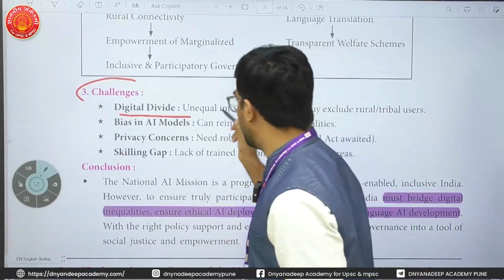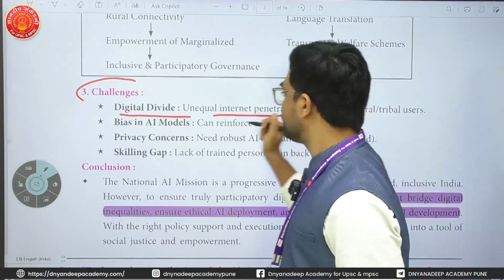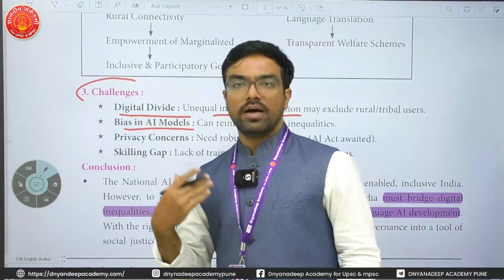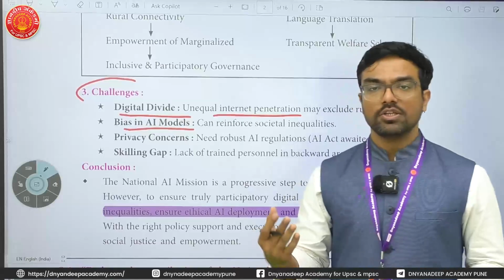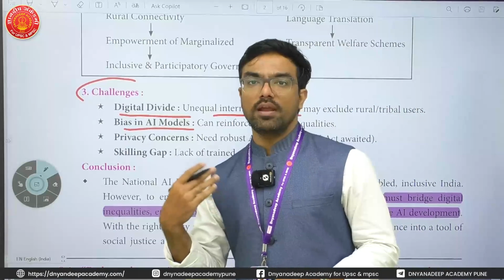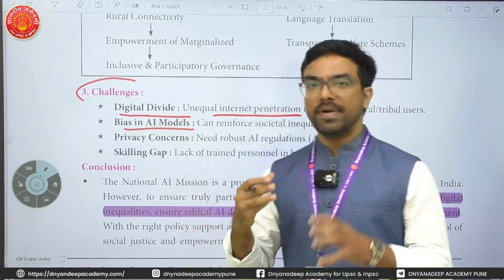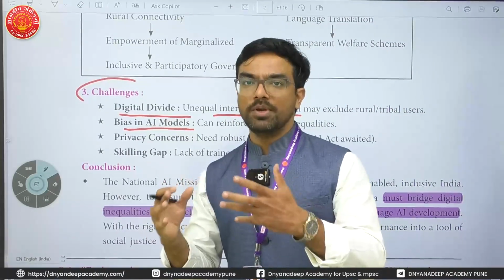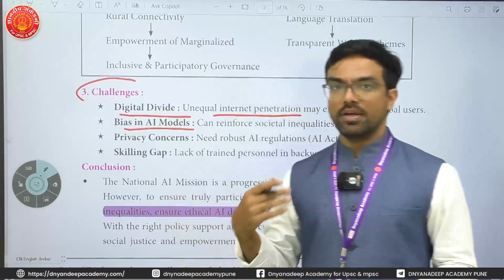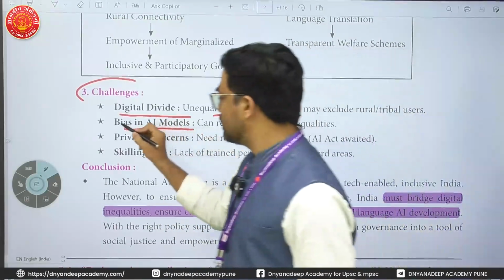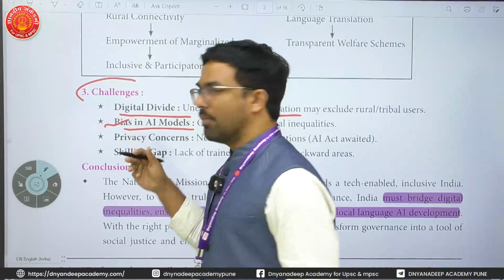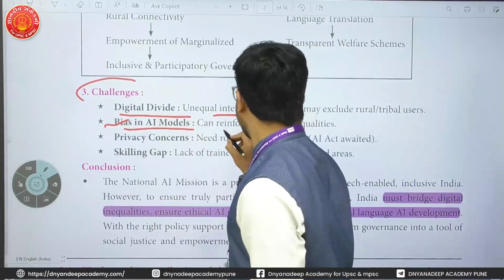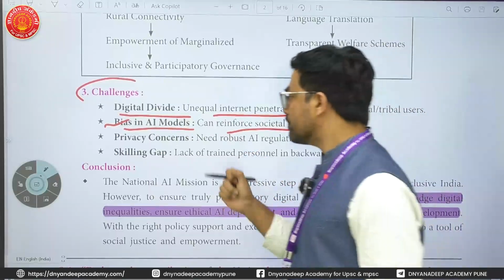There is a digital divide, unequal internet penetration, and bias in AI models, right? Because it is using past data, that may enforce bias towards some particular community. If you see in the past, some particular communities have taken more advantages or benefits. So it may result in bias in AI models, because it is using data of the past. So that is one of the concerns, it can reinforce societal inequalities.